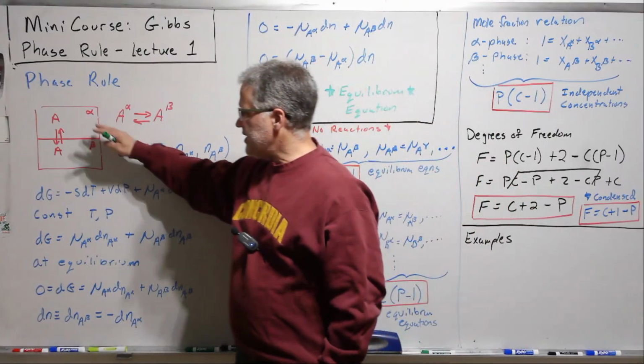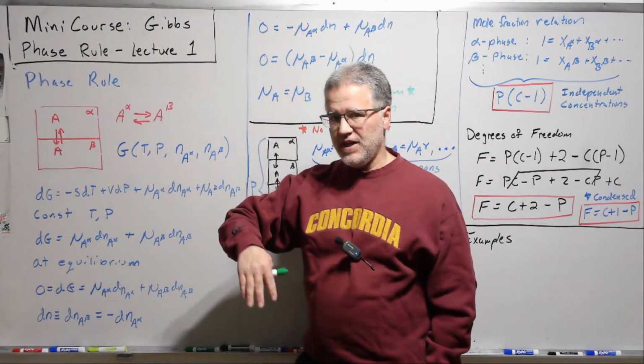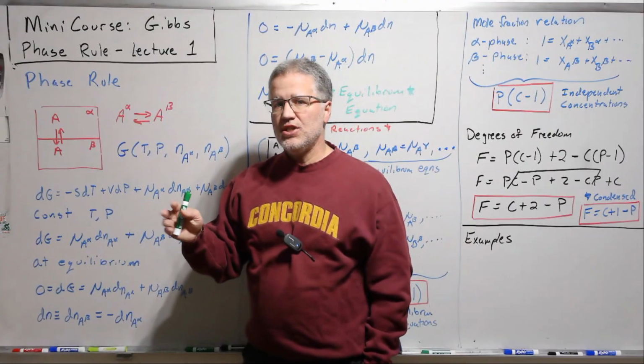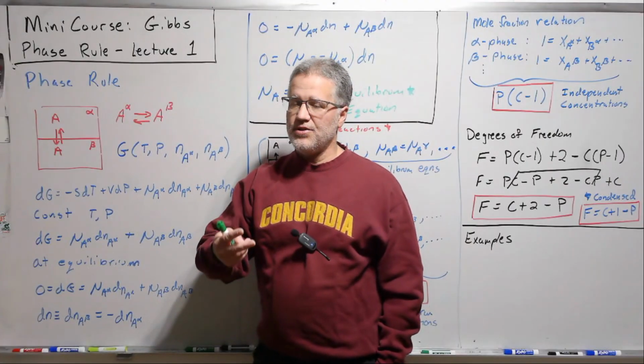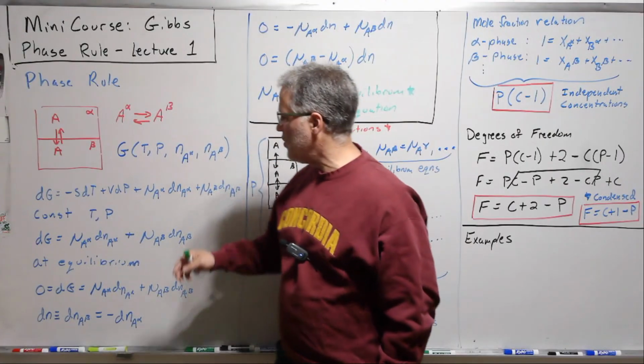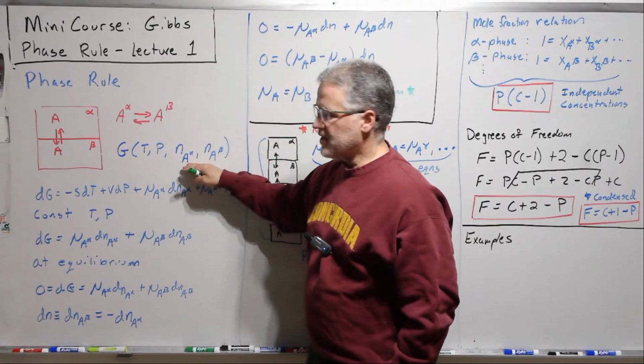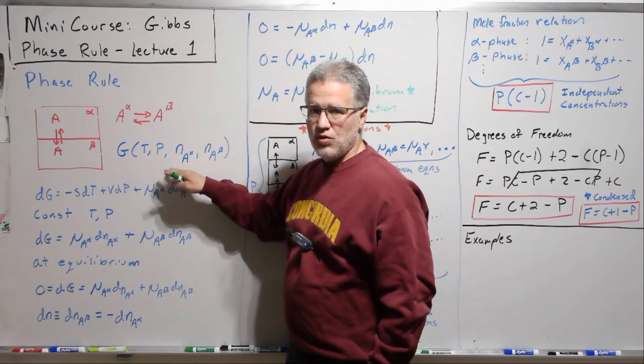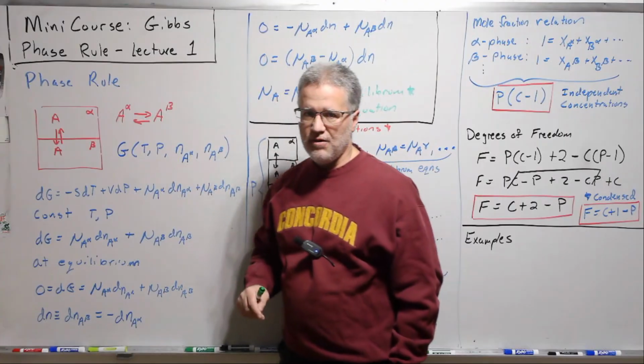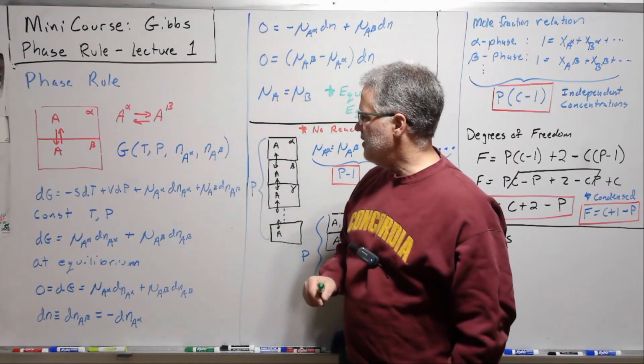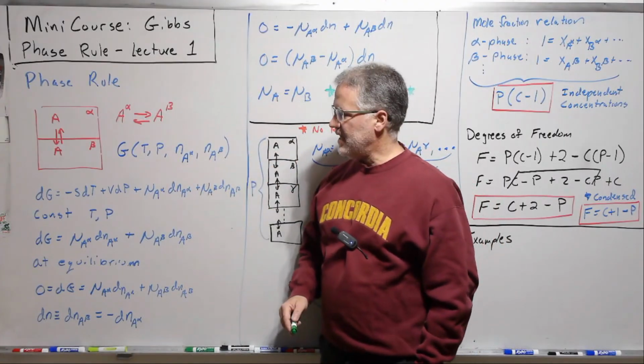Now, in this case, the number of particles in one phase or another phase can change. So there are another two variables that have to go into the dependence of this Gibbs free energy. And that would be the number of moles of A in the alpha phase and the number of moles of A in the beta phase.